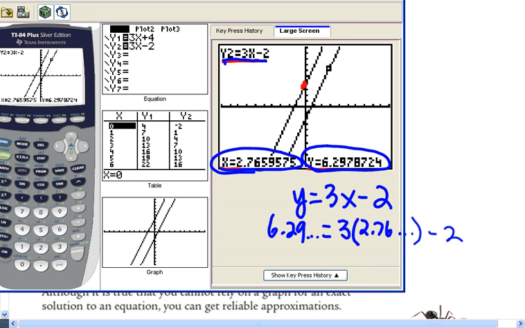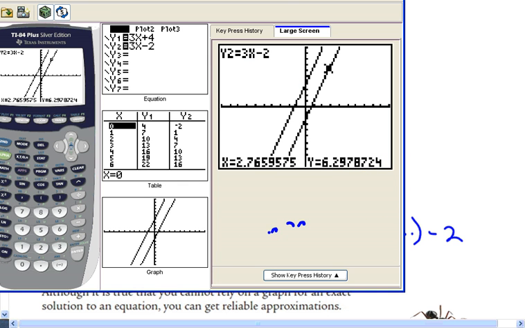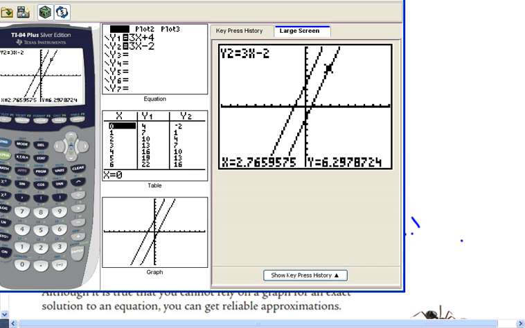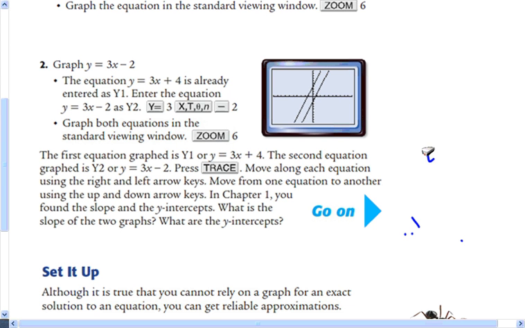So I could use this to solve some problems. Like, let's say I wanted to find the value of y for the equation where x is maybe 4. So I want to know what 3 times 4 minus 2 is. Now, that's not so hard to figure out. I could just do 3 times 4 is 12 minus 2 is 10. But I could also find that on my calculator.